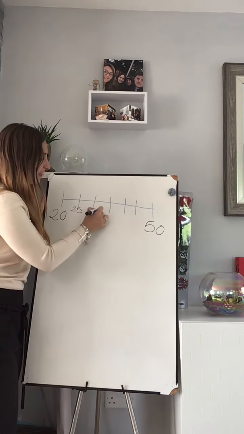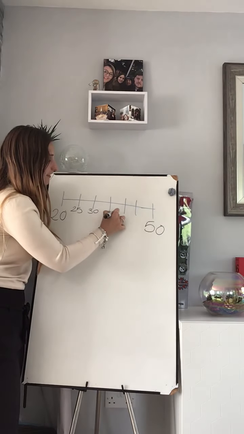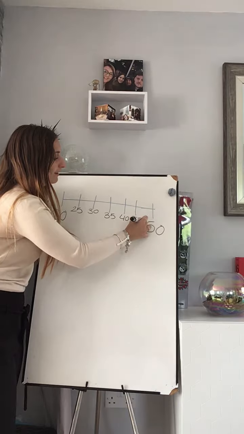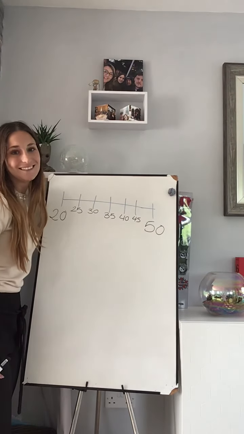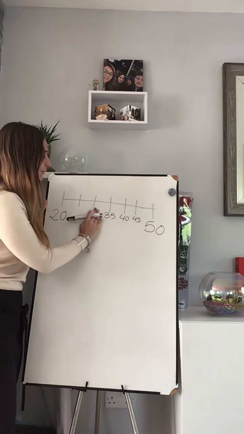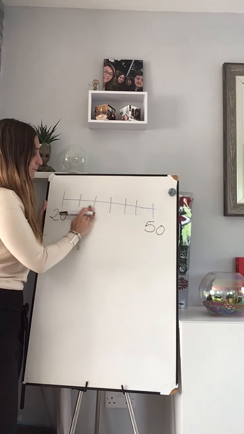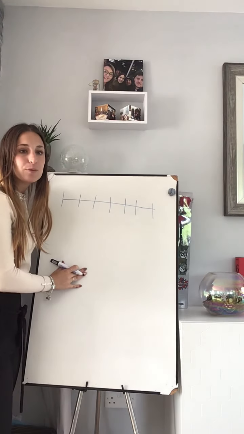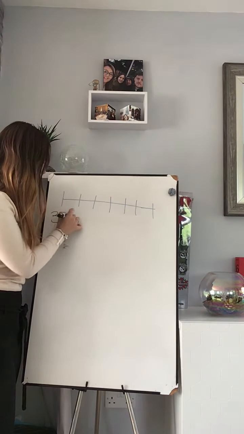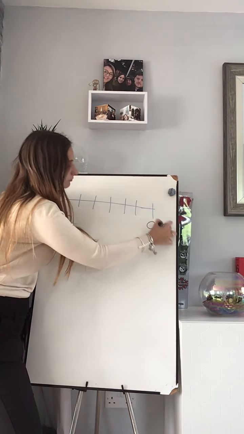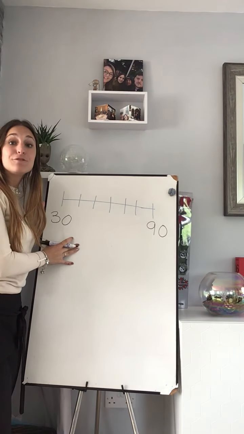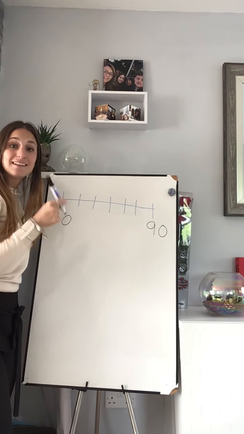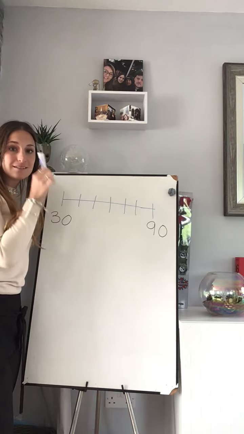20, 25, 30, 35, 40, 45, 50. Well done. What about now? I confused you when I got it wrong, didn't I? Sorry. What about now if I do this one? Am I counting in fives or in tens? Okay. Count in whatever you think I'm counting and see if it's right.